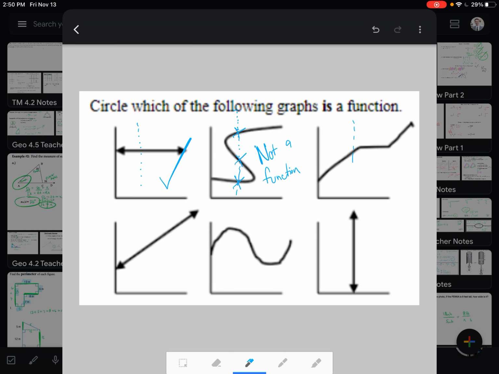This one here, again, straight up and straight down. No matter where we draw this line, only going to cross 1 time. So check, is a function. Same thing here. Doesn't matter where we draw these lines straight up and straight down. They're only going to cross 1 time. And again, this one, same thing.